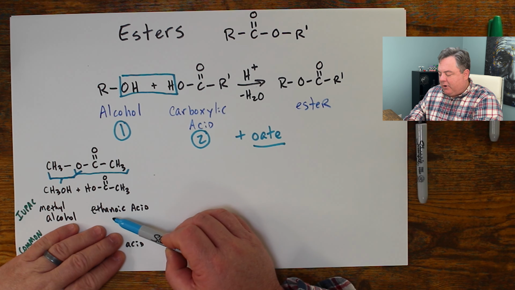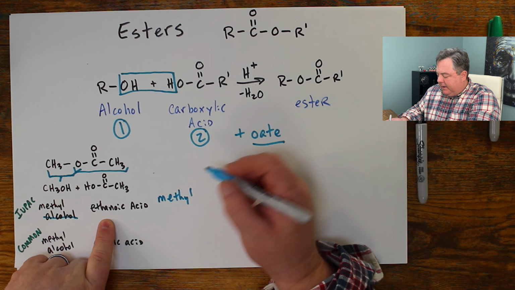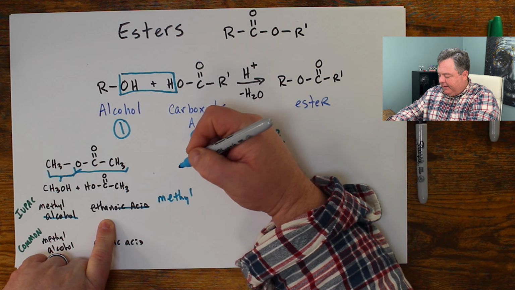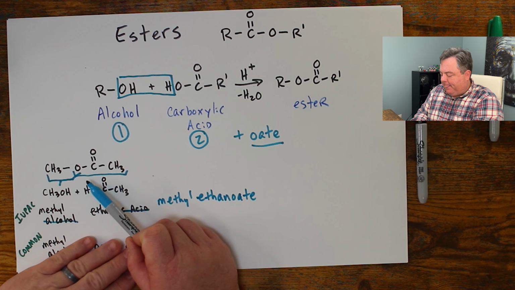So to name my ester here, first I use the alcohol part of the name. So methyl. And you lop off the alcohol. And then for the ethanoic acid part, you lop off the ic acid and you add ate. So it's ethanoate. So methyl ethanoate would be what this IUPAC name is for this ester.